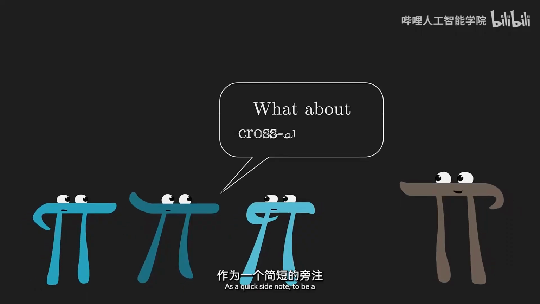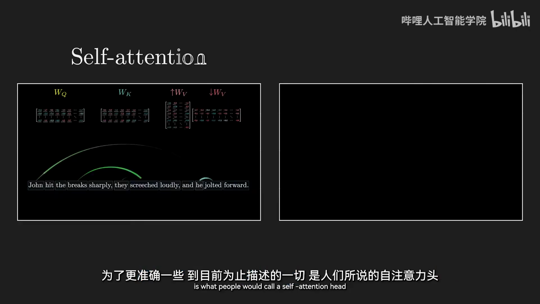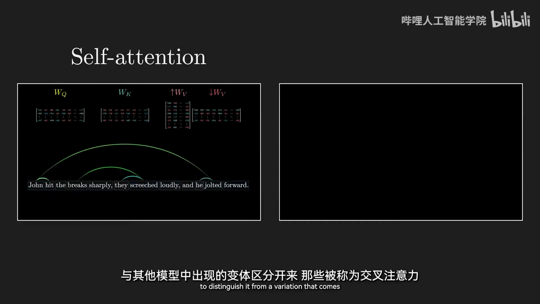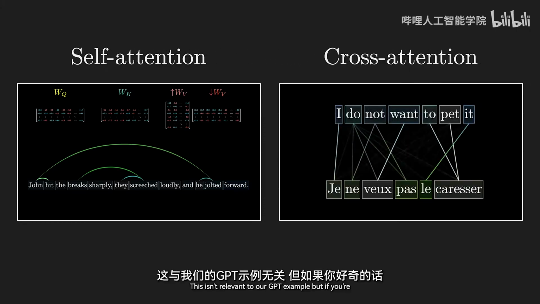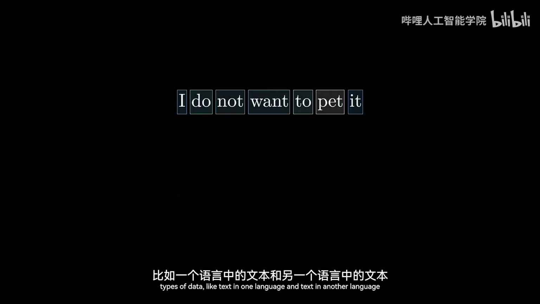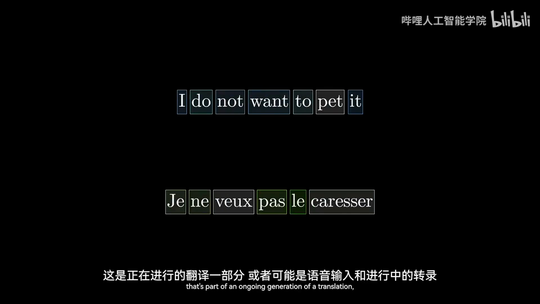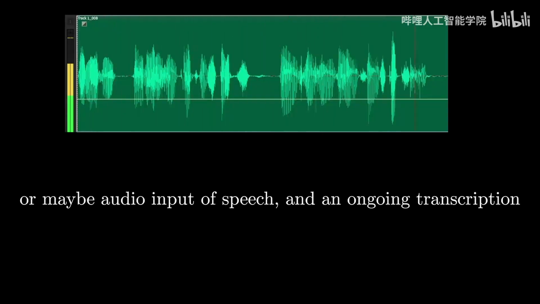As a quick side note, to be a little more accurate, everything described so far is what people would call a self-attention head, to distinguish it from a variation that comes up in other models that's called cross-attention. This isn't relevant to our GPT example, but if you're curious, cross-attention involves models that process 2 distinct types of data, like text in one language and text in another language that's part of an ongoing generation of a translation, or maybe audio input of speech and an ongoing transcription.